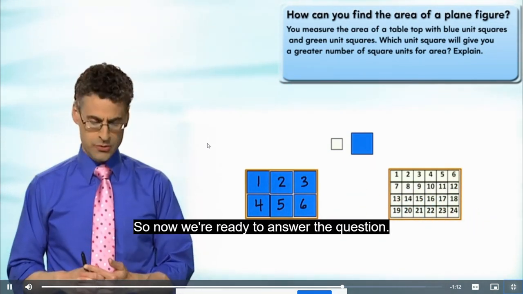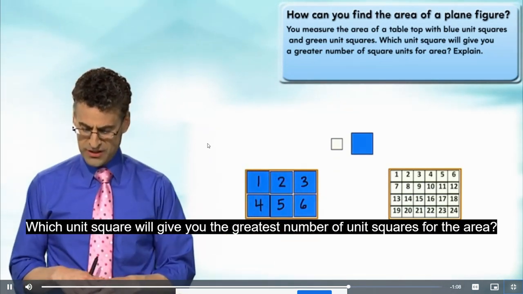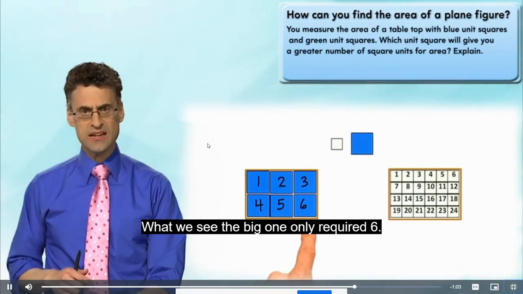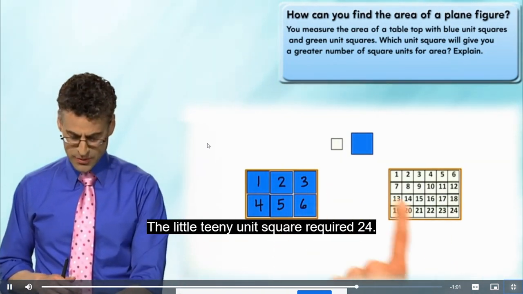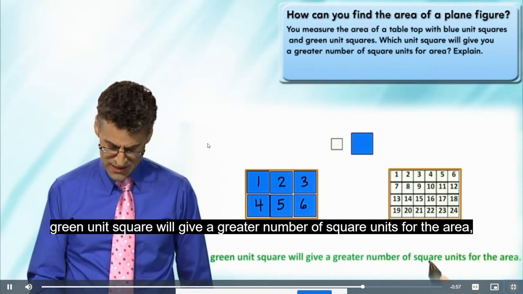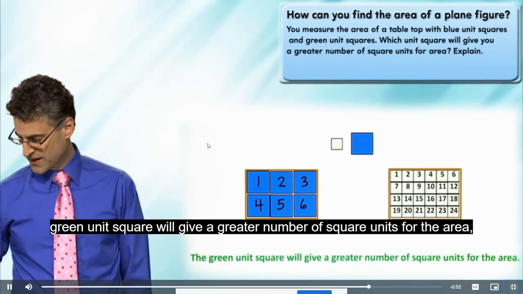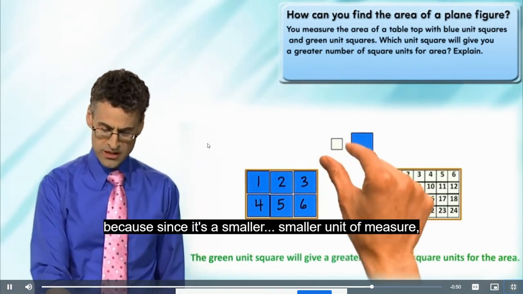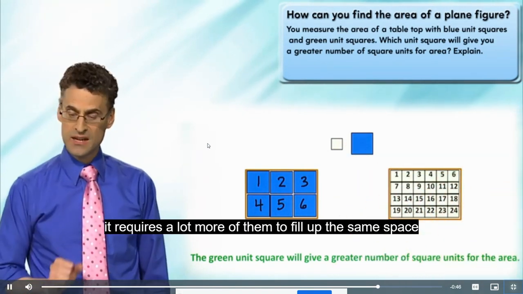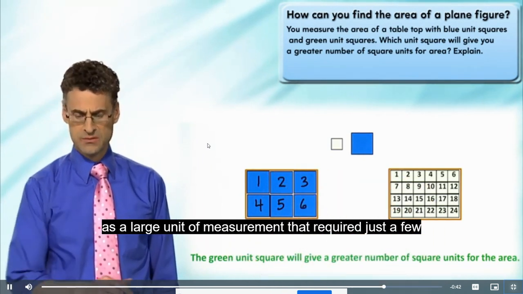So now we're ready to answer the question, which unit square will give you the greatest number of unit squares for the area? Well, we see the big one only required 6. The little teeny unit square required 24. And so we see what the answer is. The answer is that the green unit square will give a greater number of square units for the area, because since it's a smaller unit of measure, it requires a lot more of them to fill up the same space as a large unit of measurement that required just a few, because it was so large.